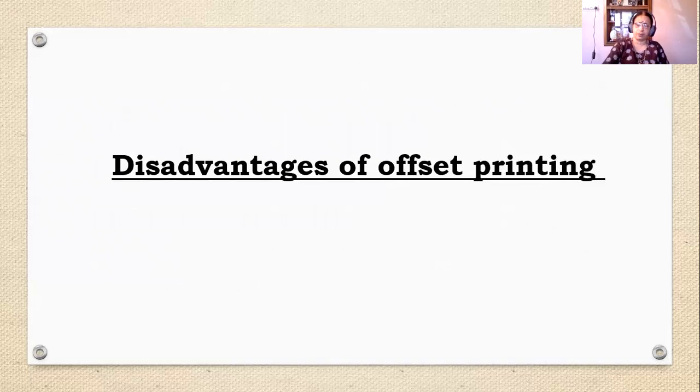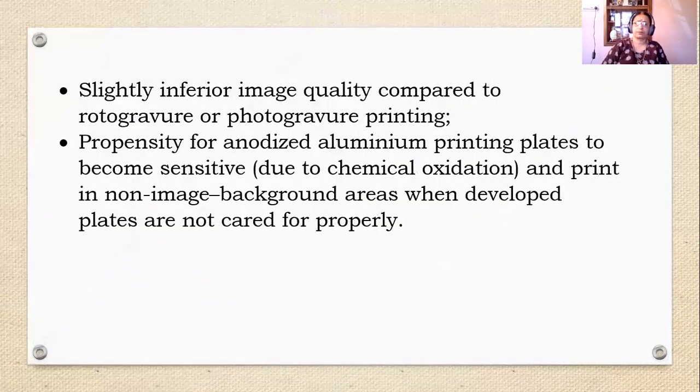Disadvantages of offset printing. Slightly inferior image quality compared to rotogravure or photogravure printing. Propensity of anodized aluminum printing plates to become sensitive and print in non-image background areas when developed plates are not cared for properly.